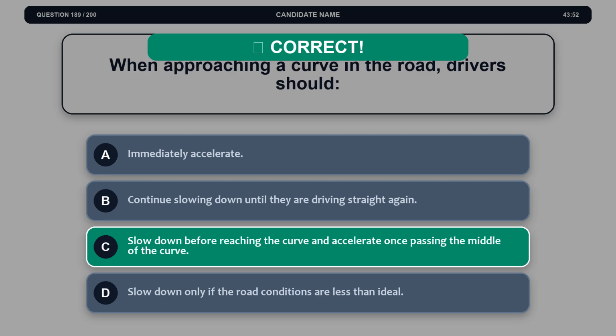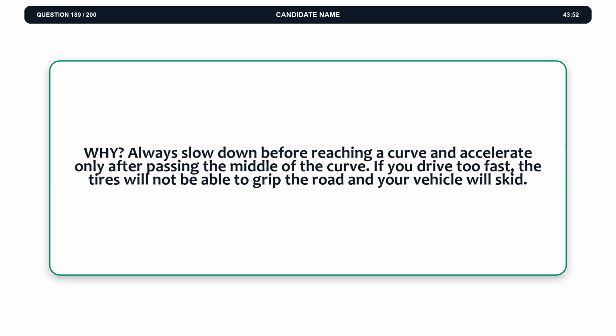The correct answer is option C. Slow down before reaching the curve and accelerate once passing the middle of the curve. Explanation. Always slow down before reaching a curve and accelerate only after passing the middle of the curve. If you drive too fast, the tires will not be able to grip the road and your vehicle will skid.